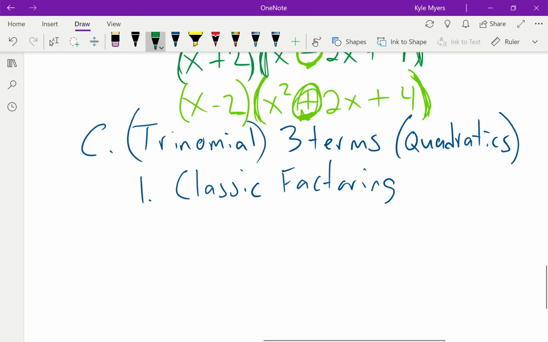That's classic factoring. So I actually already did an example of this, but I'll do another one. And we're going to let's do x squared. Let's do minus this time. Why not? Minus 5x plus 4. Hey, look at that. I did plus 4 again.